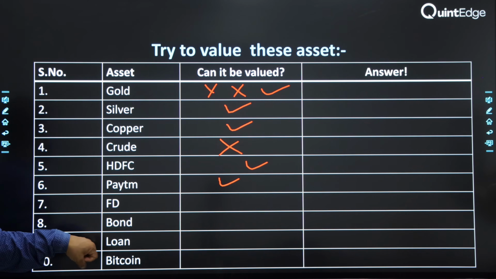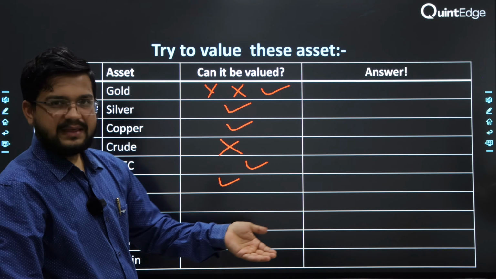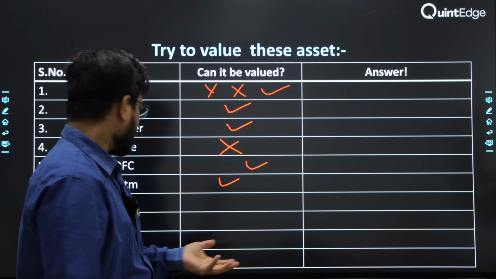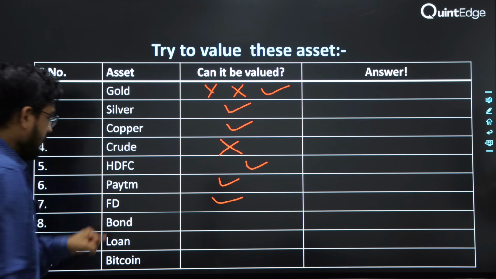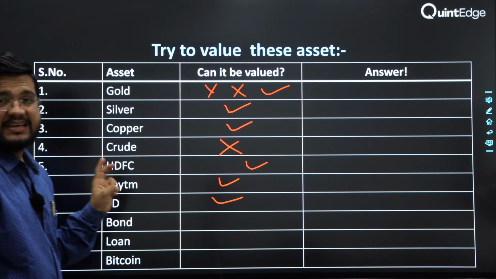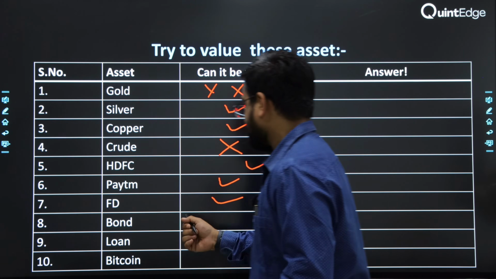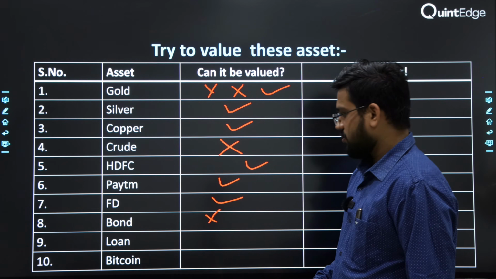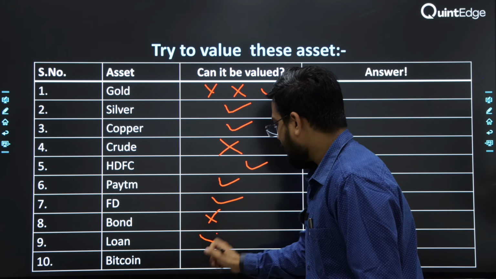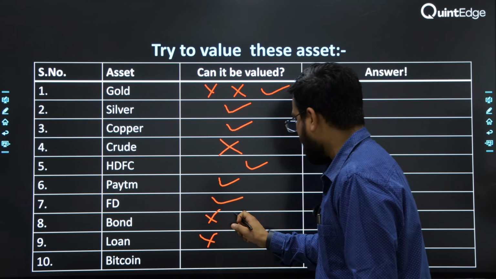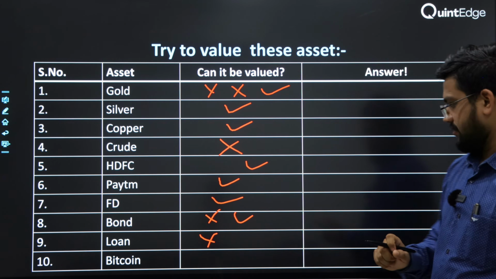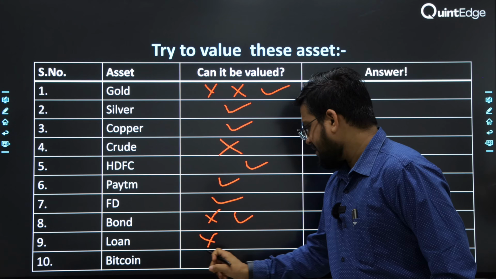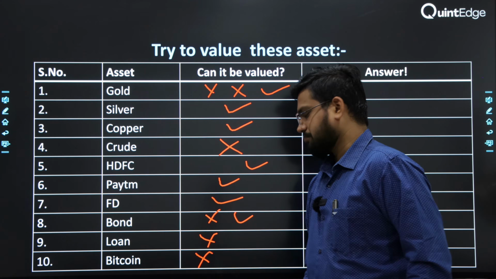Fixed deposit. Sir, fixed deposit, I give them money, they give me money with interest. So, yes, I think it could be valued, sir. Bond, like not the James Bond, bonds. So, bond cannot be valued, sir. Loan cannot be valued, sir. Sir, I think bond can be valued. Okay. And then Bitcoin. Sir, Bitcoin, I'll say it cannot be valued.